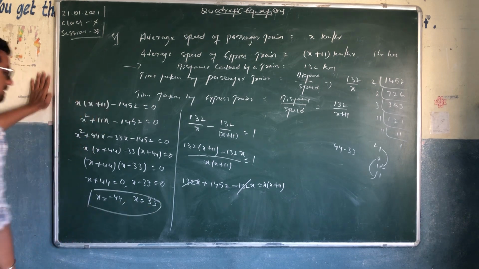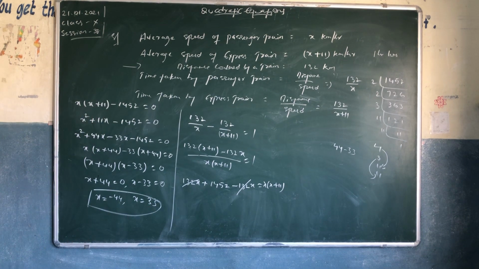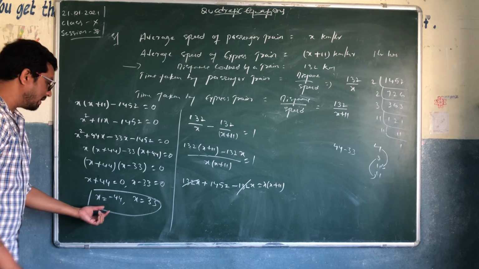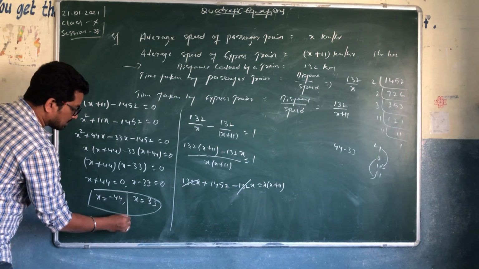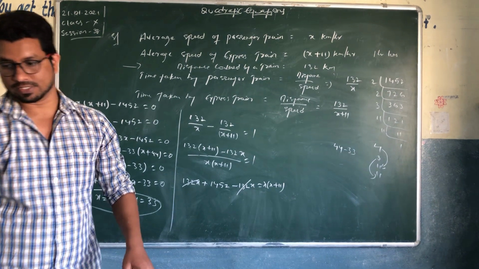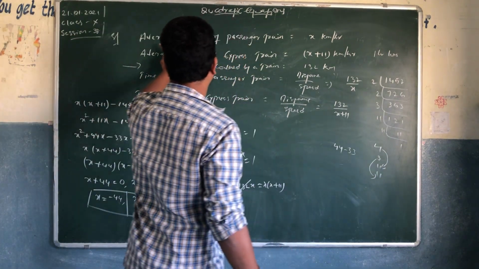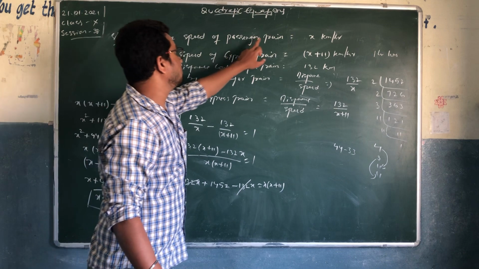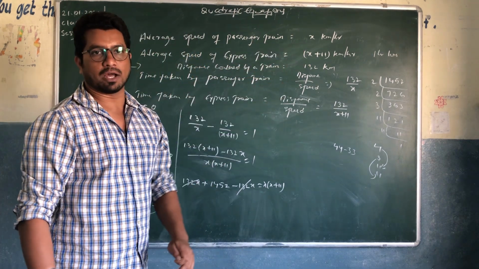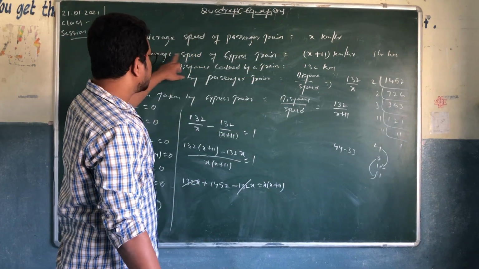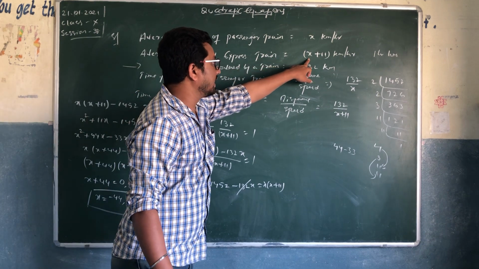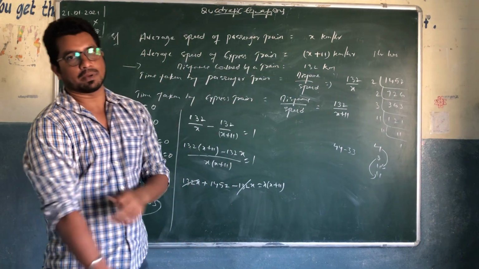We got both the answers. As we are talking about the speed of the train, it cannot be negative. So just take x is equal to 33 as your answer. So when x is equal to 33, therefore, the average speed of the passenger train is 33 kilometers per hour, and the average speed of express train is 33 plus 11, 44 kilometers per hour.